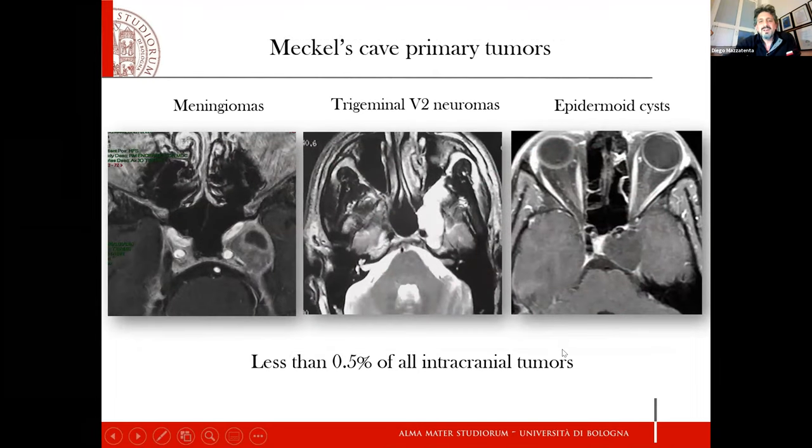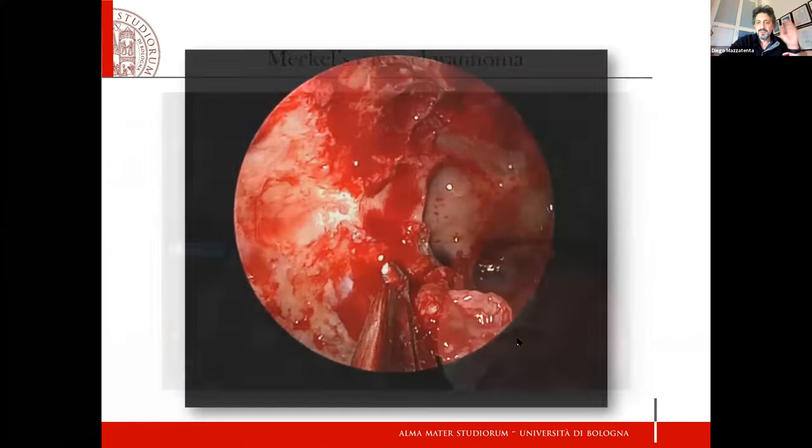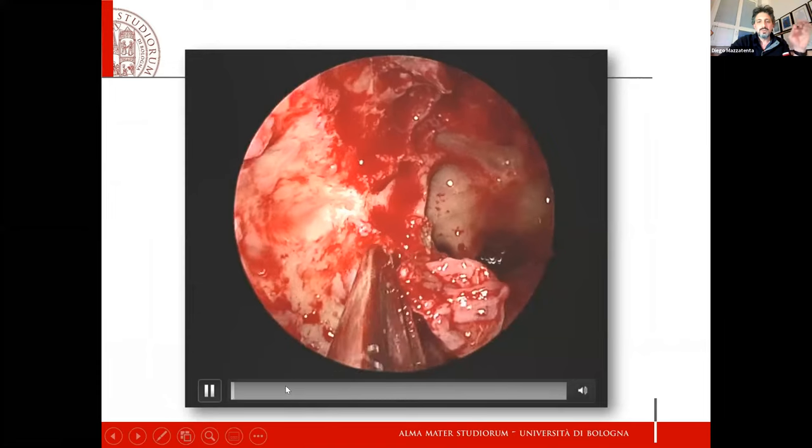Which are the Meckel's cave primary tumors? Very rare cases: meningiomas, trigeminal neuromas, epidermoid cysts. Less than 0.5% of the intracranial tumors are located purely in Meckel cave. Very rare cases. But this approach could be useful combined with different strategies. I show you a Meckel's cave schwannoma purely to show you the different steps.